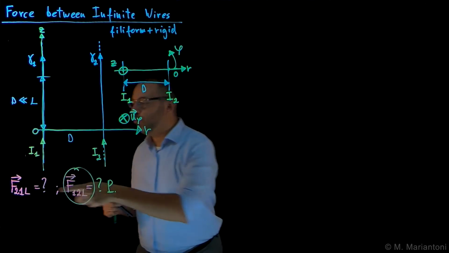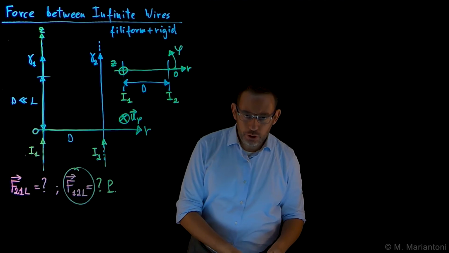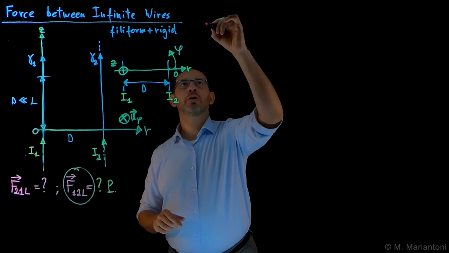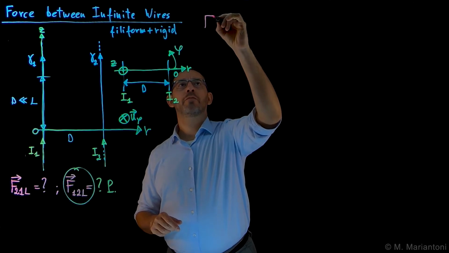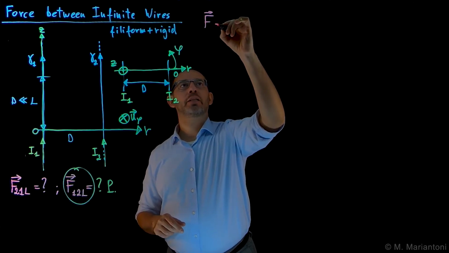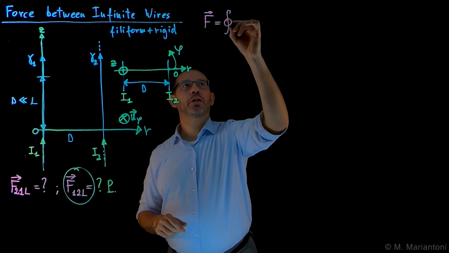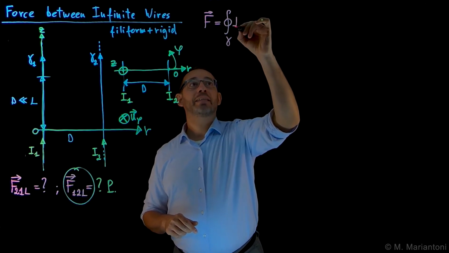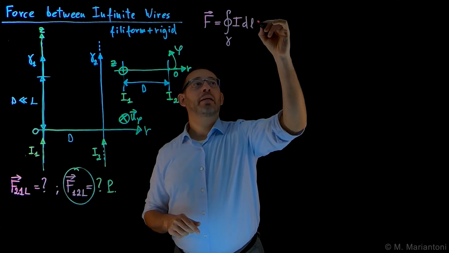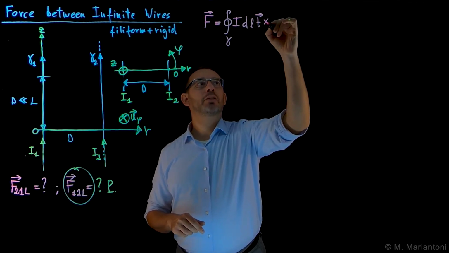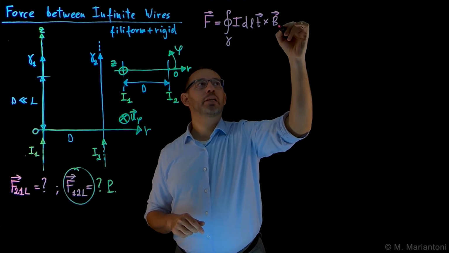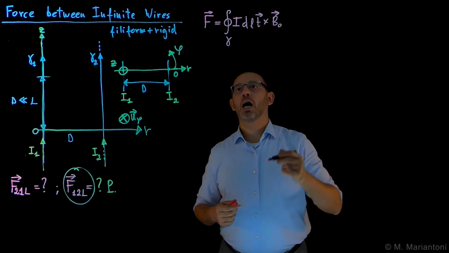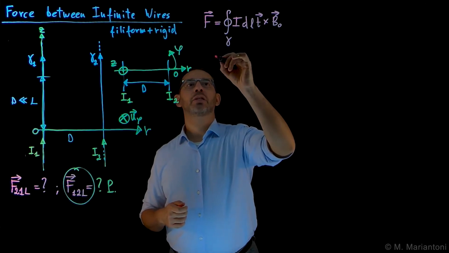All right, let's focus on this one for now. So we use the definitions, the equation we derived in the first video. We know that for a filiform wire carrying a steady current, F is given by the circulation along the entire length gamma of the wire of I, the steady current, times dL cross B naught, because the wire, obviously, we are saying is rigid, so it's not flexible. Now, what is the field B naught in the specific case considered here?